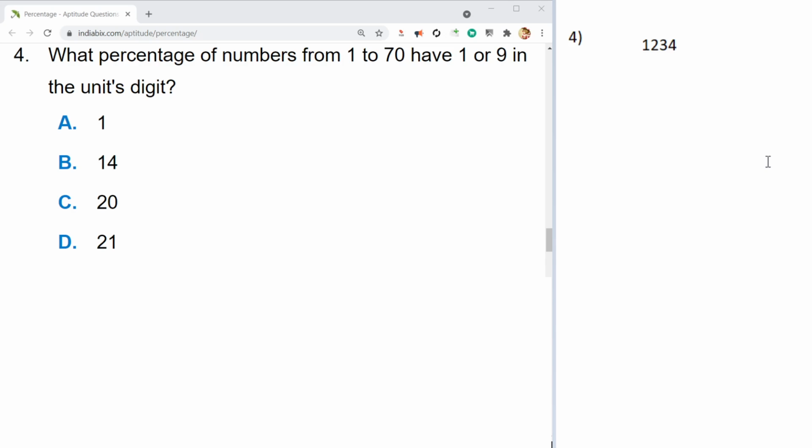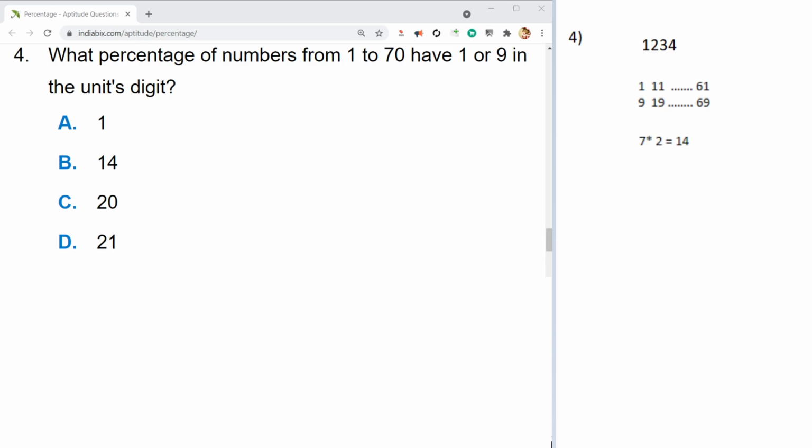So from 1 to 10 we have 1 and 9. From 10 to 20 we have 11 and 19. Like that 21, 29, 31, 39, 41, 49, 51, 59, 61, 69. That means total 7 columns, 1, 11, 21, 31, 41, 51, 61. That is 7 into 2, 7 2s are 14.